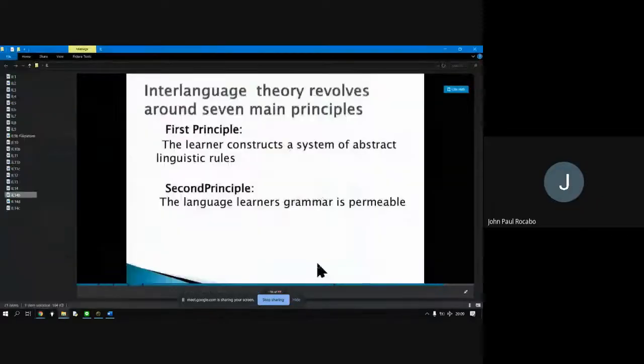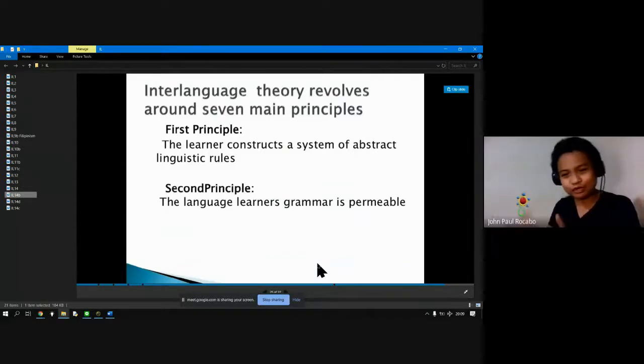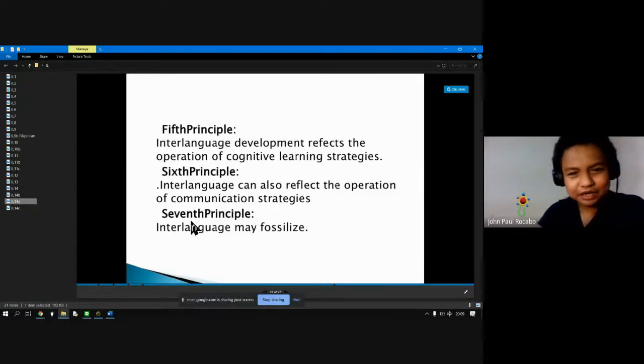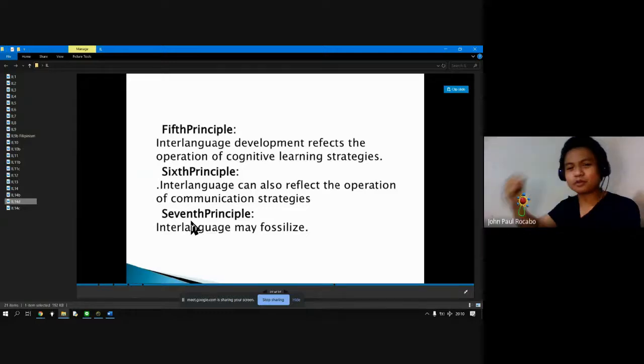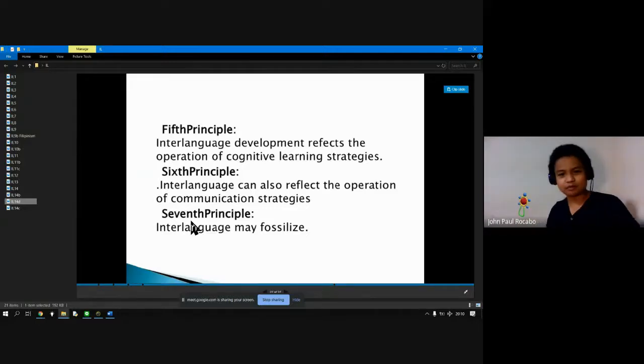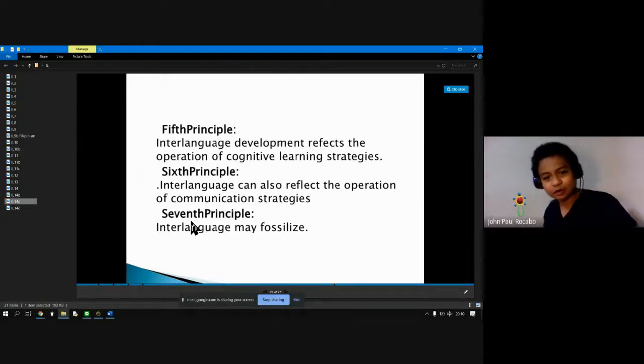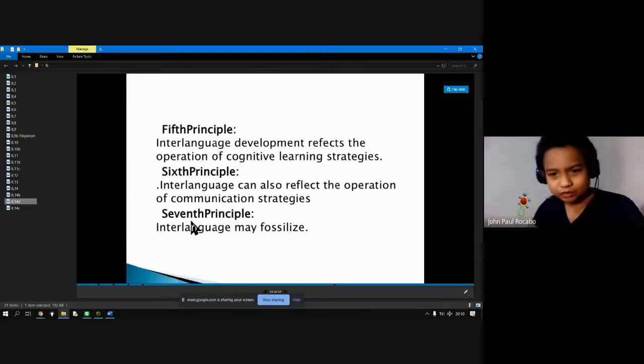I remember the word permeable kasi nung nag-aaral ako sa Mapua, nagamit yan to describe metals. Permeable na pwede mong bago-baguhin yung itsura. Anyway, fifth principle, interlanguage development reflects the operation of cognitive learning stages. So pag may kausap ka na nag-aaral ng language, mahalata mo kung paano na siya, how far along yung kanyang learning. Sixth principle, interlanguage can also reflect the operation of communication strategies.